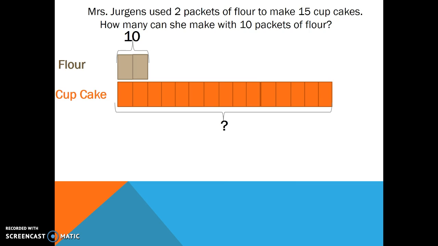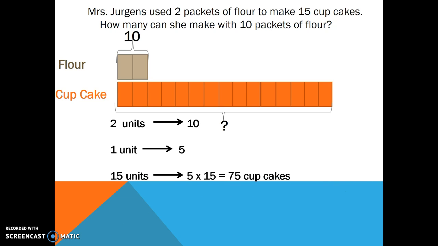Okay, so we've got our bar model already set up there in front of us. And we want to figure out how many cupcakes I can make with 10 packets of flour. So let's assign those 2 units to 10, solve for 1 unit, which is 5, and now we're going to solve for 15 units. So 5 times 15, I'm sure you all just did that in your head, means that I can make 75 cupcakes.